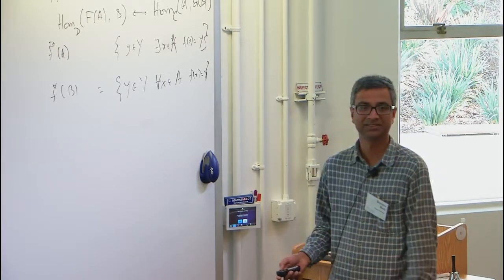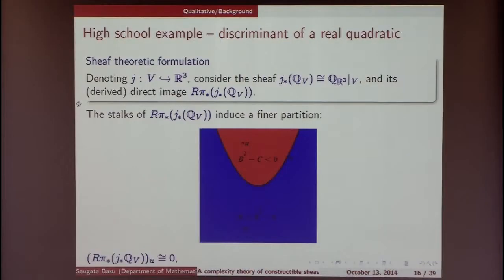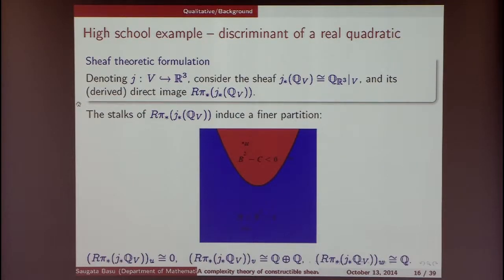I'm sorry, I just have a question. So what did we gain looking at the high school example, by looking at sheaves? What do we gain? Well, the Tarski-Seidenberg just tells you it's a partition into 2 parts, and here it's a partition into 3 parts. I call that a little gain.